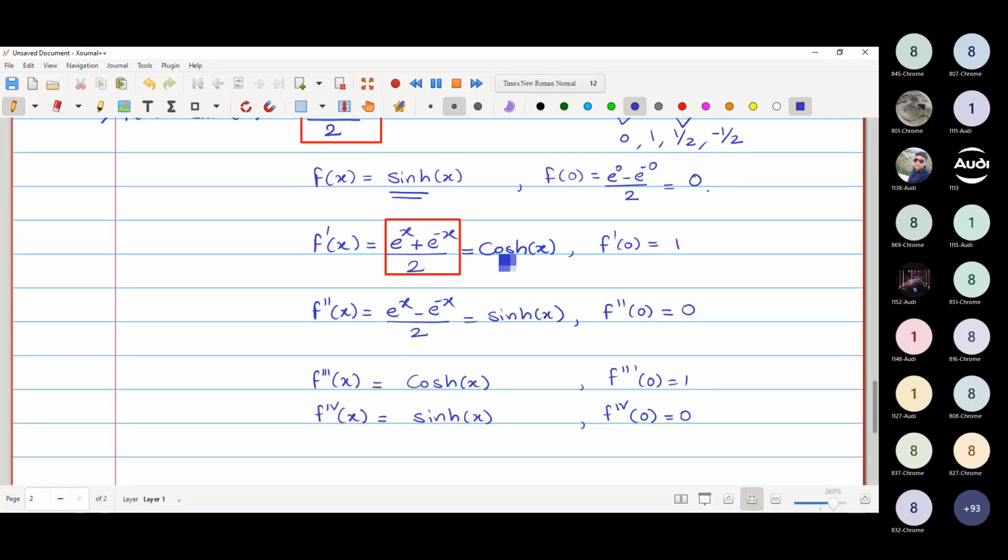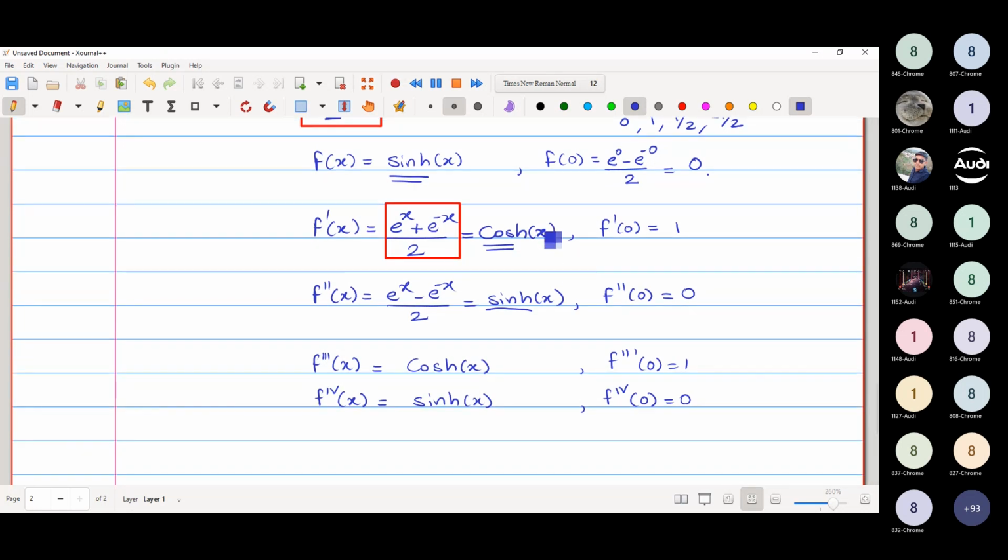What is the derivative of normal sin x? It is cos. But what is the derivative of cos? Minus sin. But in hyperbolic functions, no negative sign. All the derivatives are positive. The derivative of sin hx is cos hx, and the derivative of cos hx is plus sin hx. So there is no minus sign.